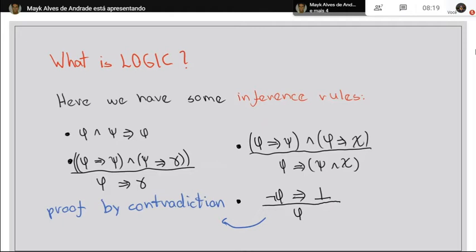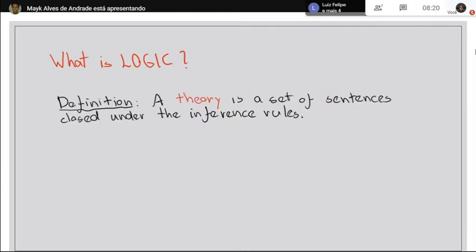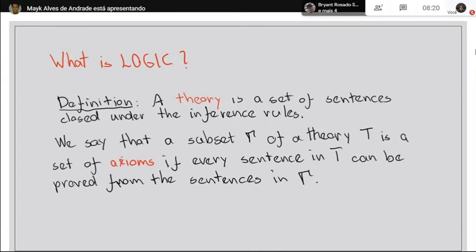So we have many other rules, but basically they look kind of the same, and it's an almost mechanical process to deal with them. I'll give the logical definition of a theory. A theory for a logician is a set of sentences closed under the inference rules, right? We say that a subset of a theory T is a set of axioms if every sentence in T can be proved from the sentences in upper gamma.